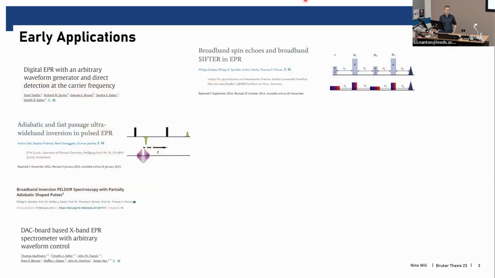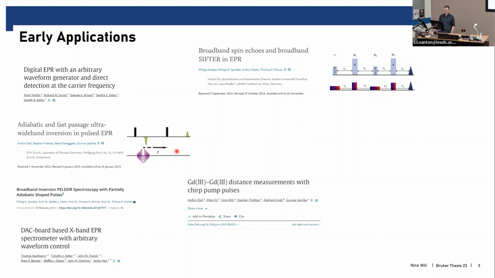They were not the only ones; there were some early applications. The Eatons also did it for CW EPR here. Gunnar's lab, then Thomas, I think Songi, and probably some I'm missing. Gunnar was not the only one, but what he really pushed is using it in DEER, so that you have broader excitations. I would say the first few applications mostly used sequences we already had, just with broader pulses. What I tried to do, at least in the second part, is make new things with the AWG that don't have a direct analog from before.